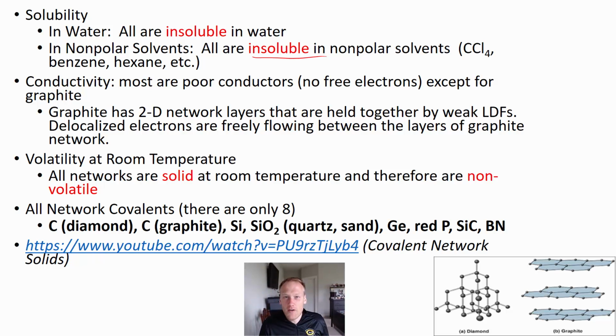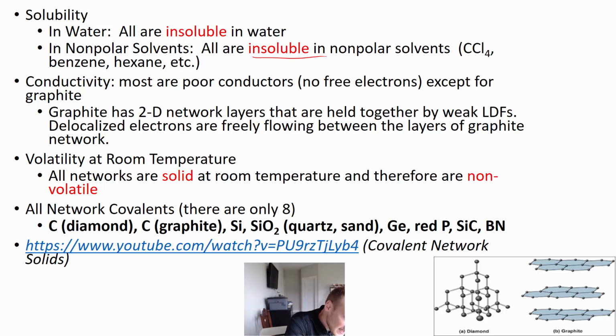Diamonds don't dissolve. You'd have to chemically react the carbon to break them down somehow. They're not very good conductors because all the electrons are in the bonds, and they're not volatile. Once again, the bonds are really, really strong. Keep in mind that network covalent solids have the strongest bonds.